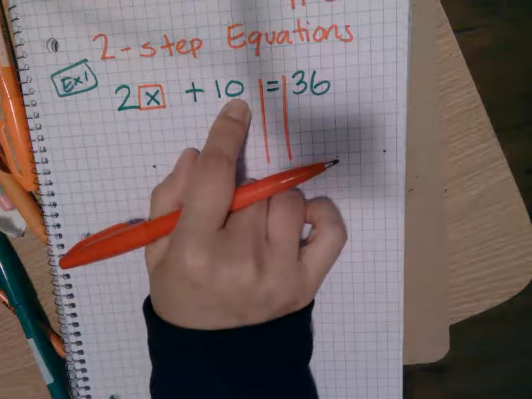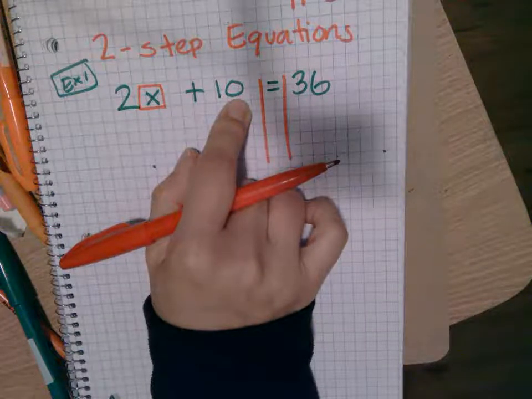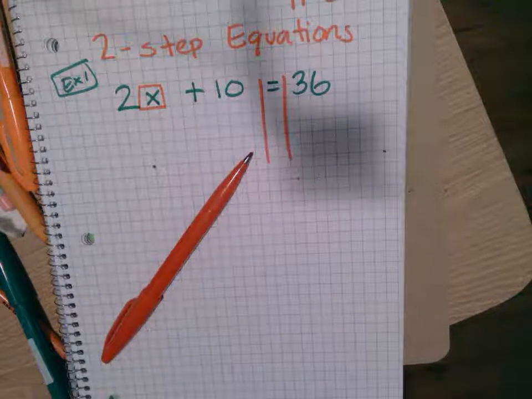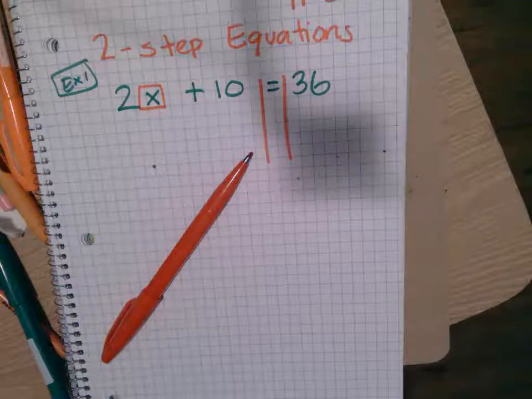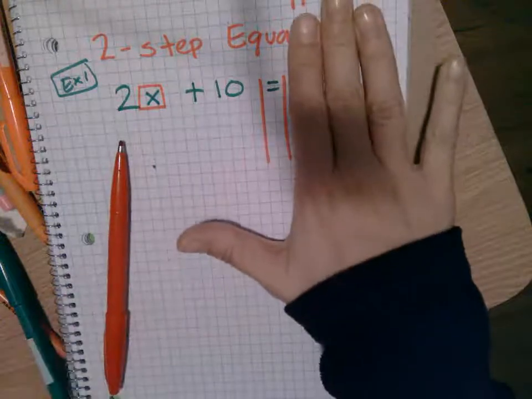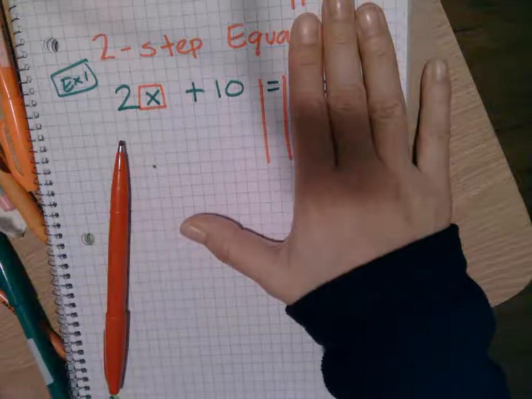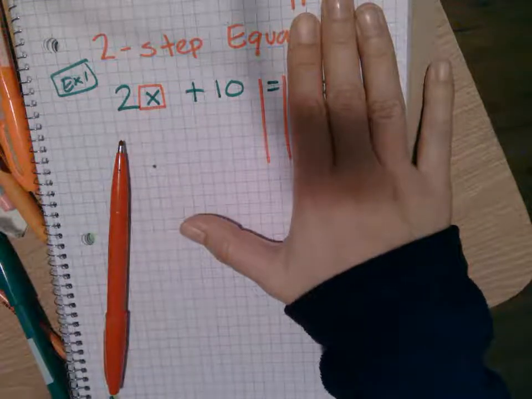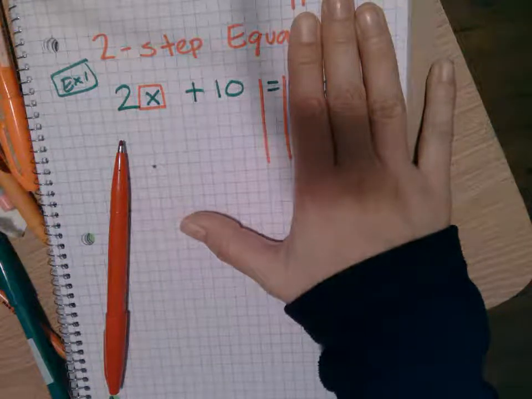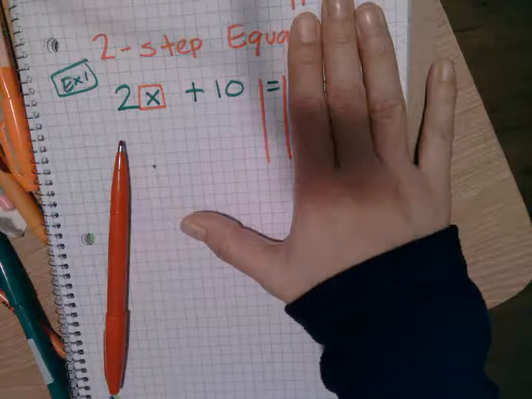Now, if you move the wrong number first, you get the wrong answer. So pay attention. You move the number that is farthest away from the x first. That's on the same side. So don't look at the 36. The 36 on the other side, you ignore it. So I have the 2, the x, and the 10. Which of these two numbers, the 2 or the 10, is furthest away from your x? 10. Very good. That's the number you move first.